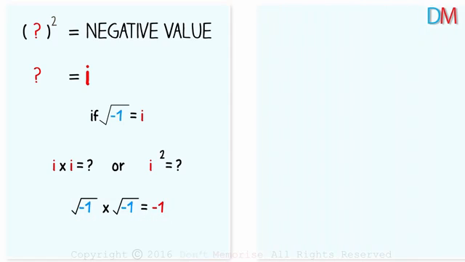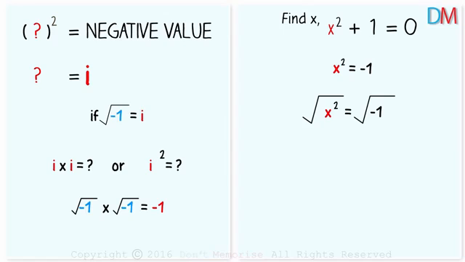And the next question was, can you find a solution to x squared plus 1 equal to 0? The answer is yes. Transposing 1 to the right-hand side, we get x squared as negative 1. Taking the square root on both sides, we get the value of x as root of negative 1 or minus root of negative 1. That is plus minus i.